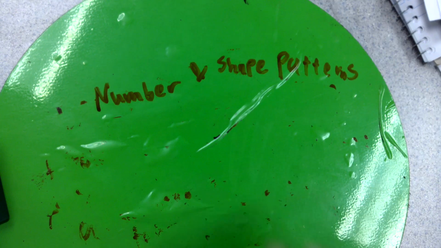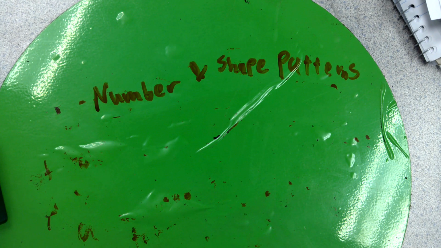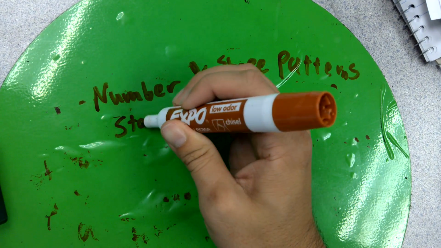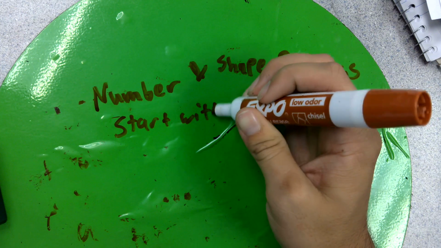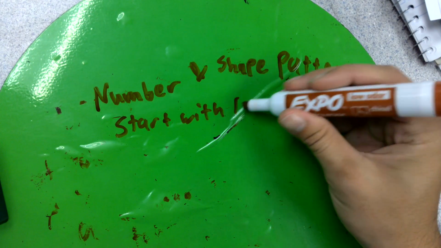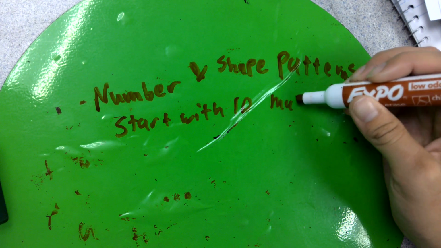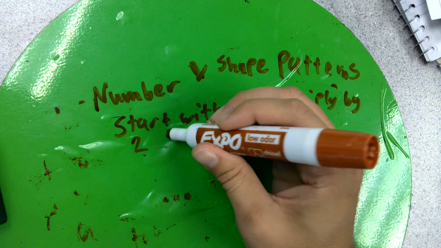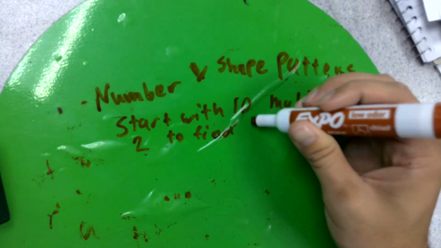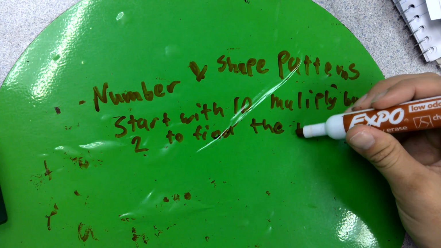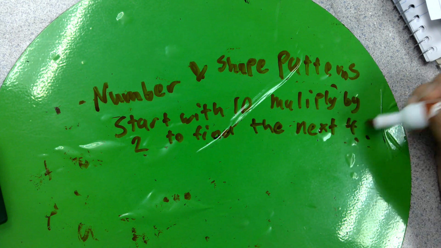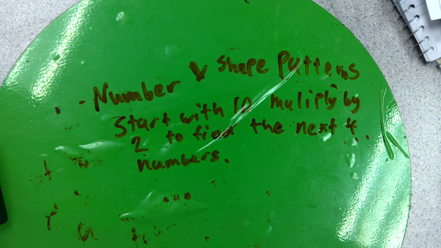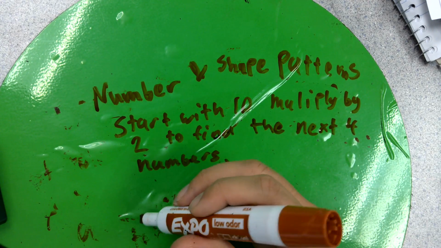Now, there's another one we can do. Sometimes there are multiplication versions. So the rule might be start with, let's go with 10 and multiply by 2 to find the next, and sometimes when you do a number pattern, it might go the next 4 numbers. Okay, so I got to be careful with my sequencing here. So it says start with 10.